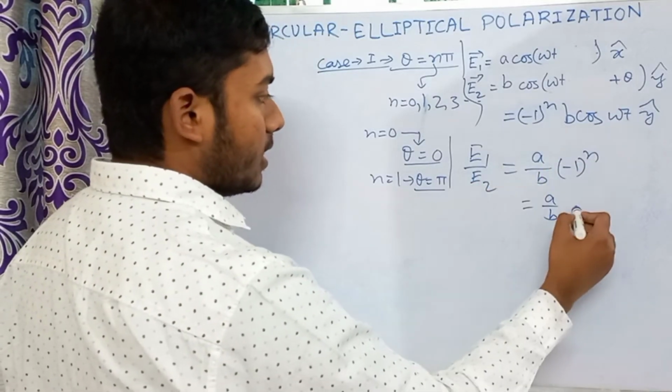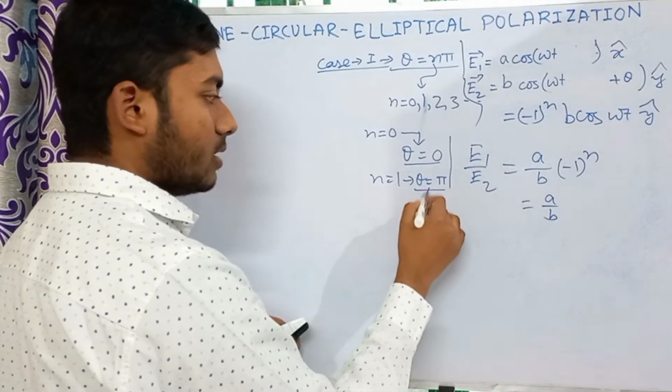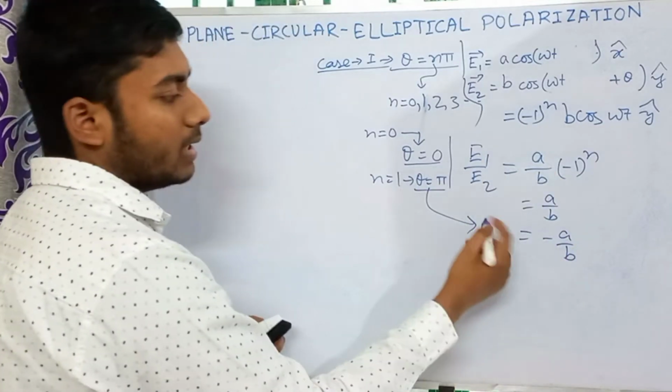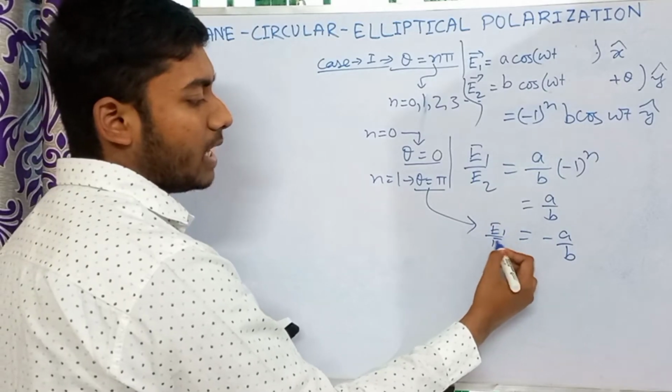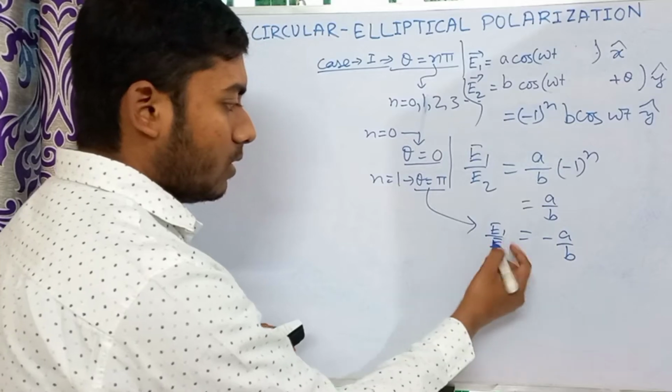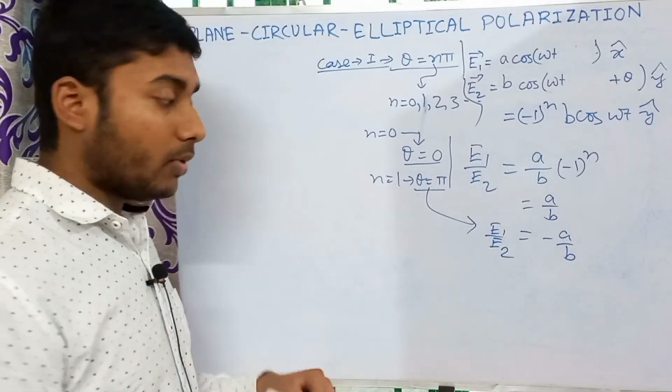and in the other case that will be minus a by b. Now, that means if we plot a graph between E1 and E2, that is what we are going to study.